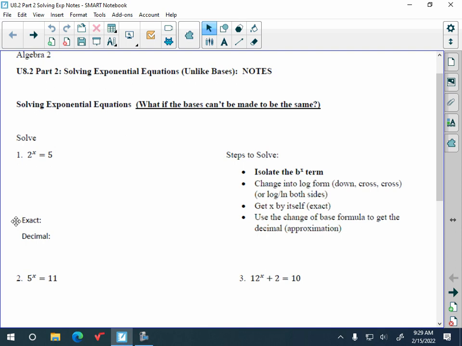Then we're going to change it from an exponential equation to a log equation. So we're changing it from exponential form into log form. Once we change it into the log equation, we can get x by itself if it's not, and then we can use the change of base formula, and we can get the decimal answer. This is why we learned how to use the change of base formula to solve these kinds of problems.